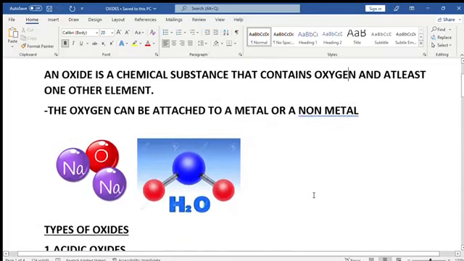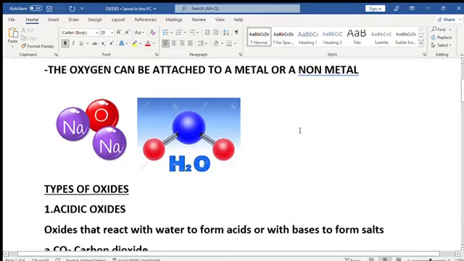Now we can see clearly here that we have a visual illustration of this oxide. We have water, where you have a non-metal hydrogen bonding to oxygen here. Then we can also see that we have sodium on the other end here bonded to oxygen, which is also an oxide. So hence this statement, the oxygen can be attached to a metal or a non-metal.